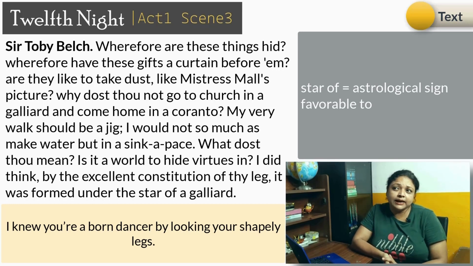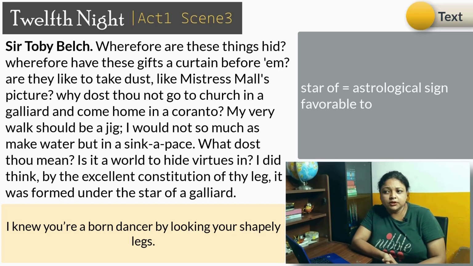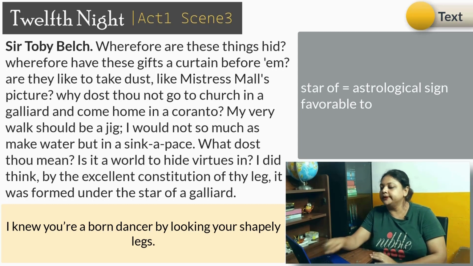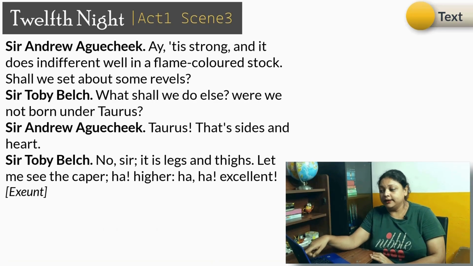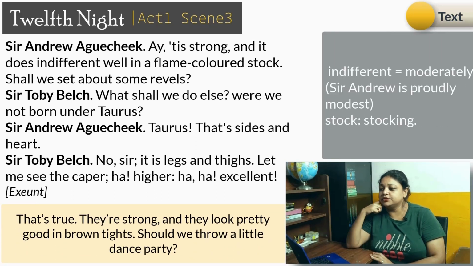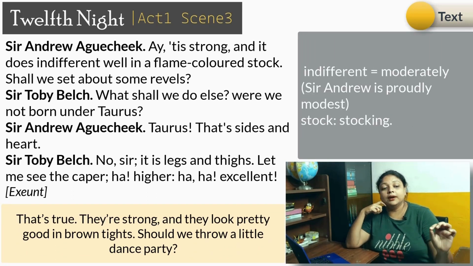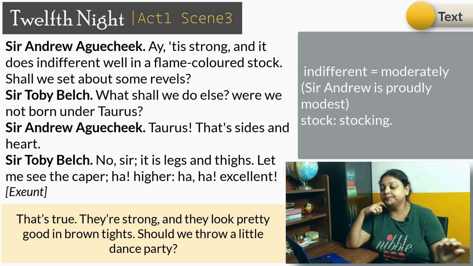Now, astrologers believe that every constellation rules over some aspect of our lives. When we are born under the zodiacs, depending on the position of the sun, and depending on our birth, we are ruled by a set of planets and stars. So Toby says that, I'm sure you were born under a constellation that rules dancing, because your legs are so strongly built. It is strong, and it does indifferent well in a dun-coloured stock. So if I wear a dun-coloured stocking, I look even better.